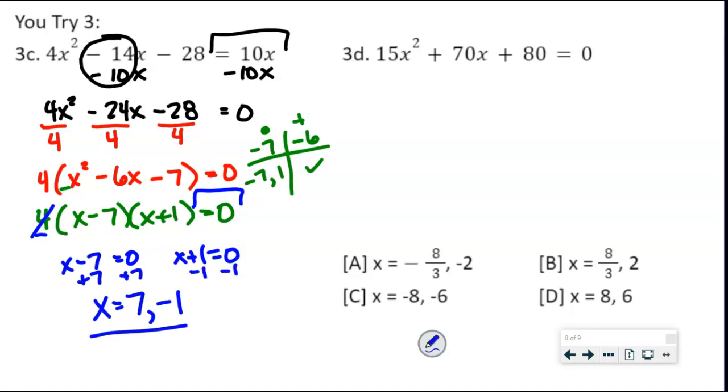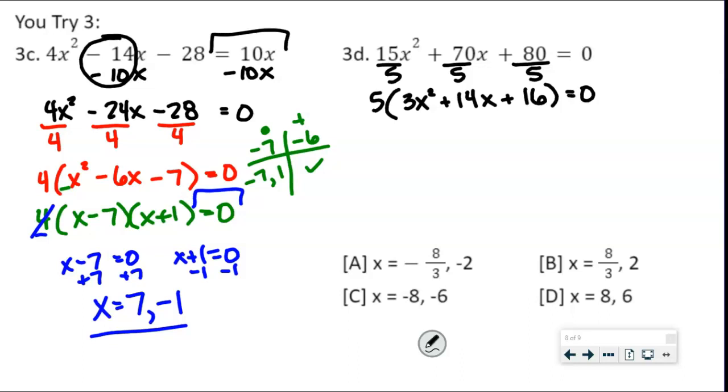So now the last one. Do you have a GCF for this? Yes. What is that GCF? You should have gotten 5. So I'm going to divide everything by 5. Now let's say maybe you thought it was 15, right? Well, divide everything by 15. You would see that they do not divide evenly. Not all these values divide by 15 evenly. So I'm going to take my 5, and now I've got 3x squared from dividing 15 by 5. Here you should have gotten 14x plus 16 is equal to 0.